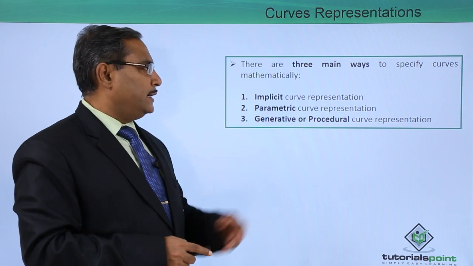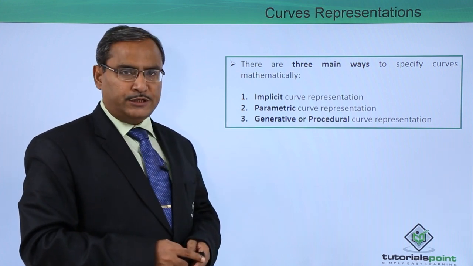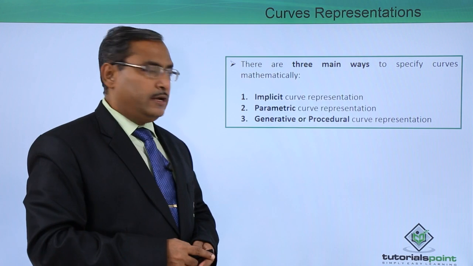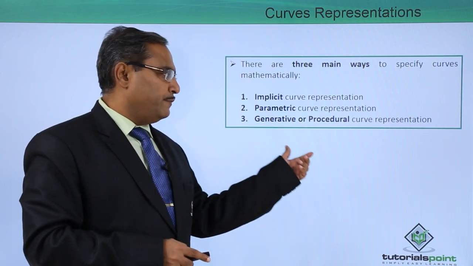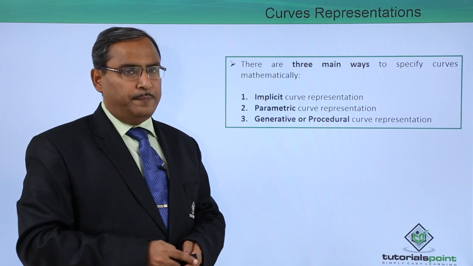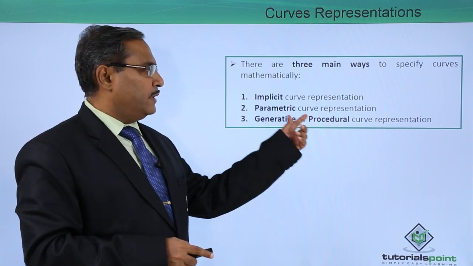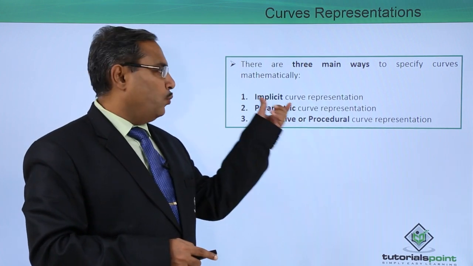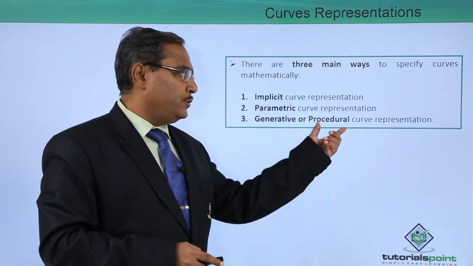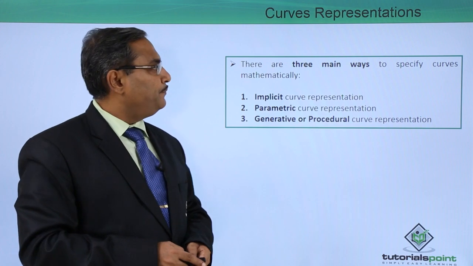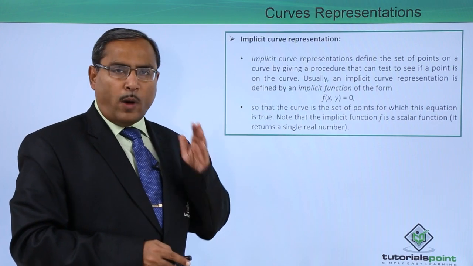The first one is the implicit curve representation. Next one is the parametric curve representation. And the last one is the generative or procedural curve representation. So there are three different curve representations: implicit, parametric, and generative or procedural. So let us go one by one.